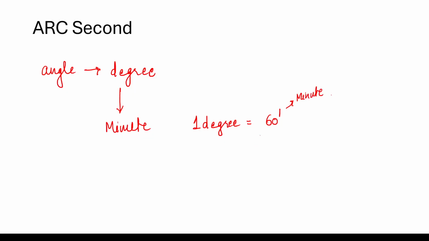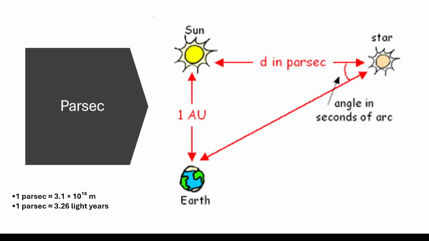And then this 1 minute is also a very large angle. So we further divide 1 minute into 60 seconds. Okay, this is divided into seconds. So 1 minute is 60 seconds. That's the symbol for seconds. So arc second, the symbol is a double dash. So that's all you need to know.